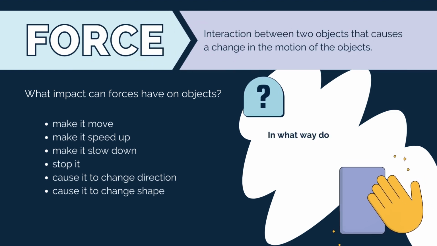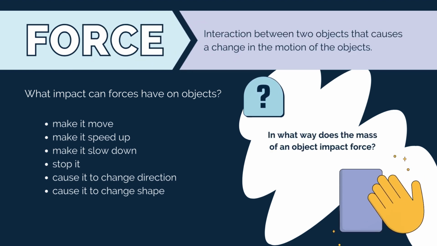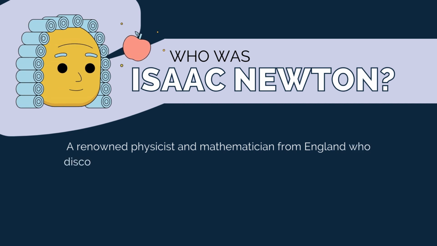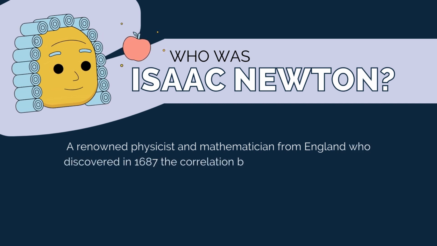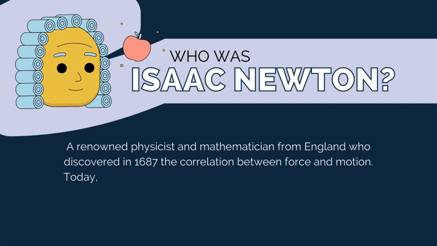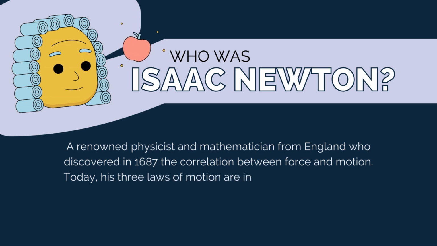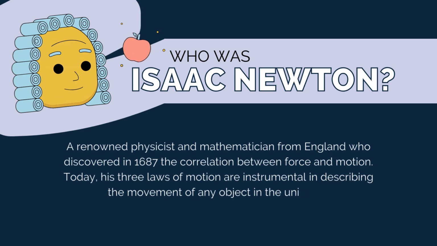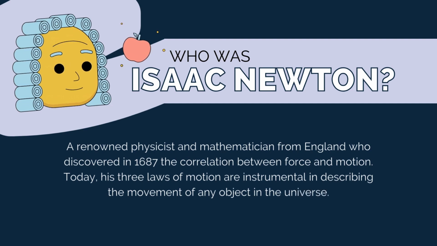In what way does the mass of an object impact force? Who was Isaac Newton? A renowned physicist and mathematician from England who discovered in 1687 the correlation between force and motion. Today, his 3 laws of motion are instrumental in describing the movement of any object in the universe.